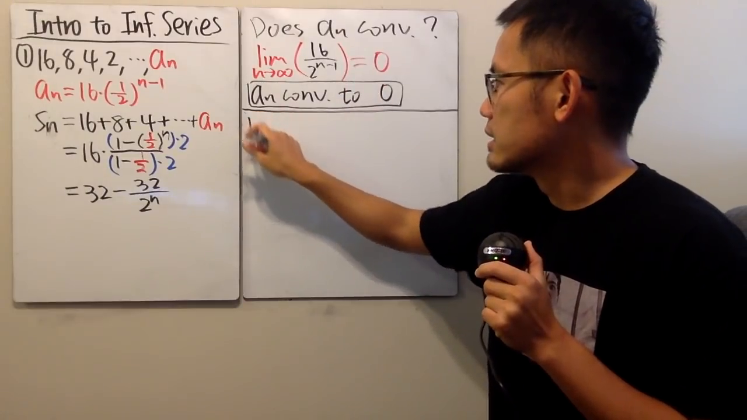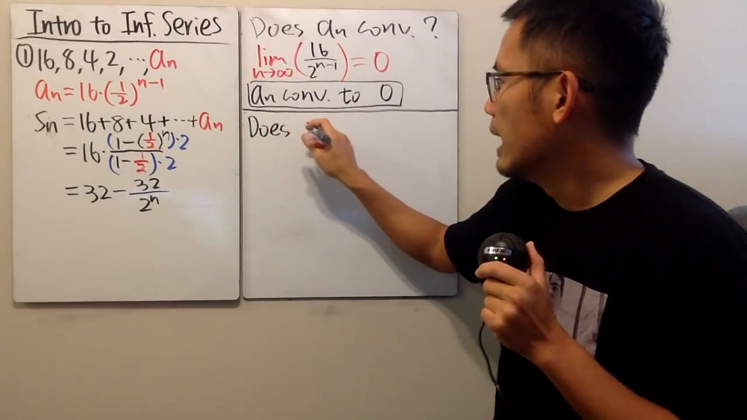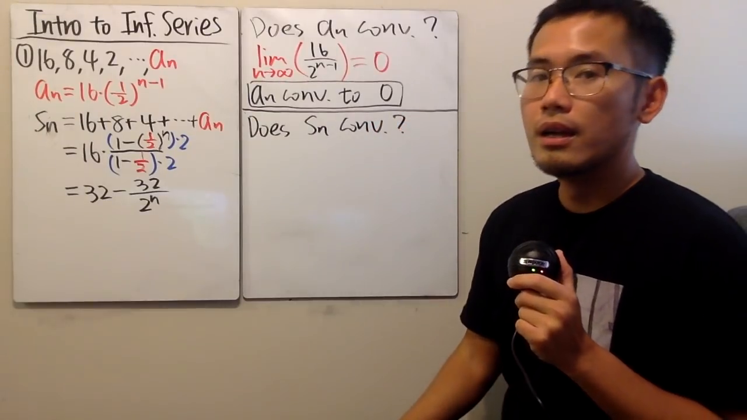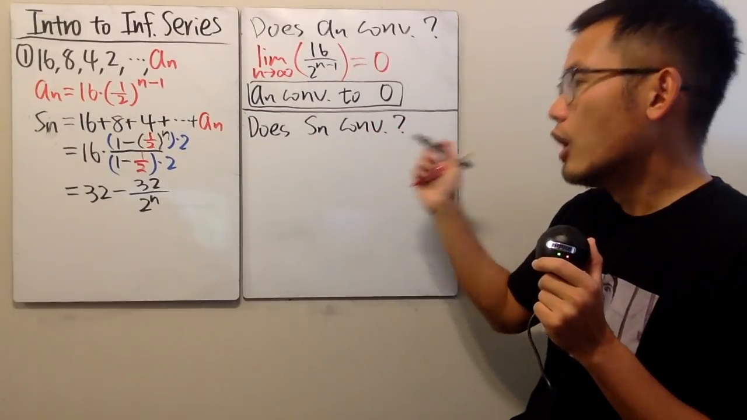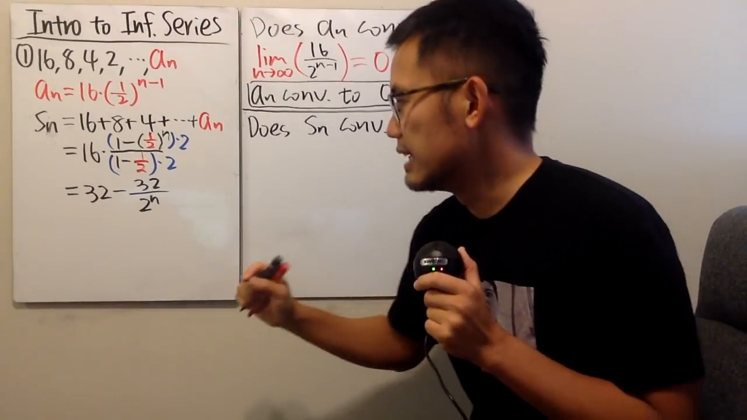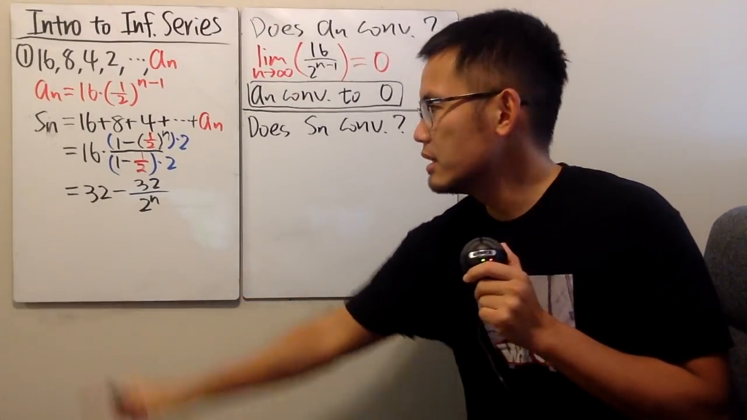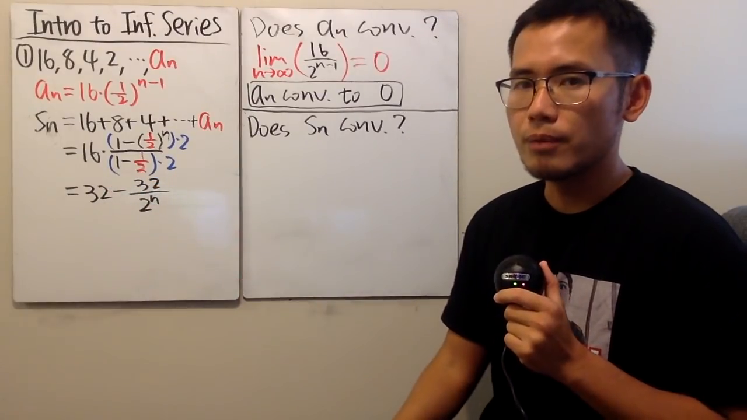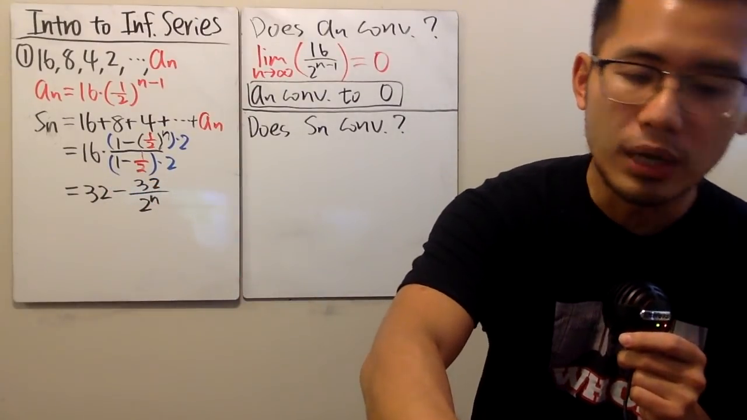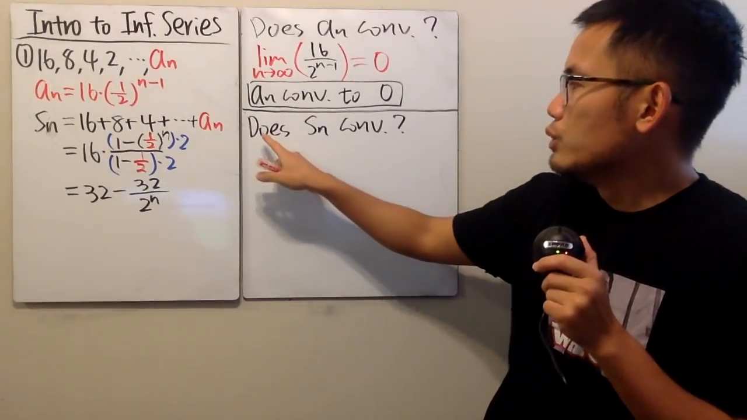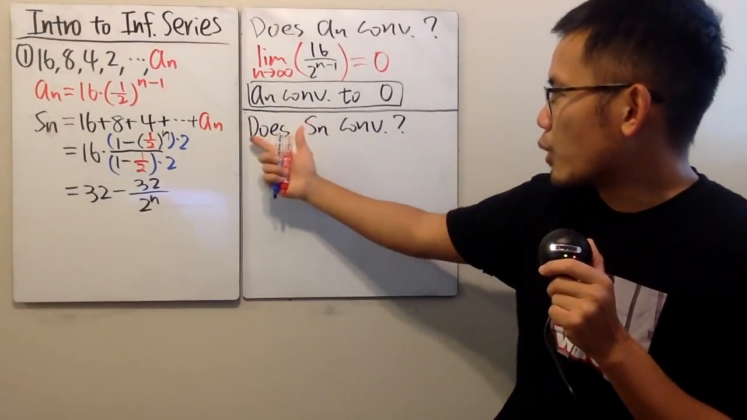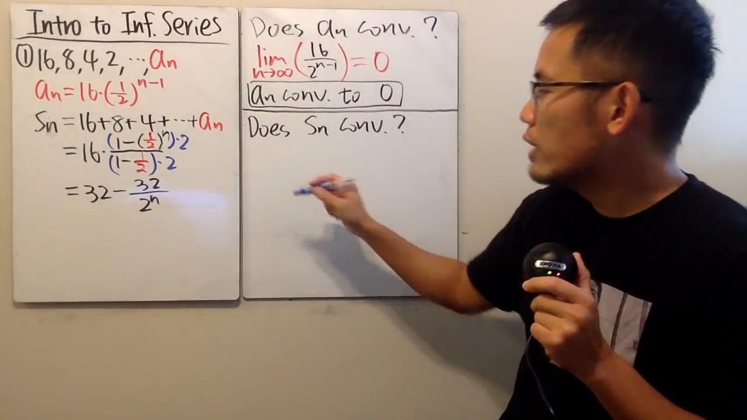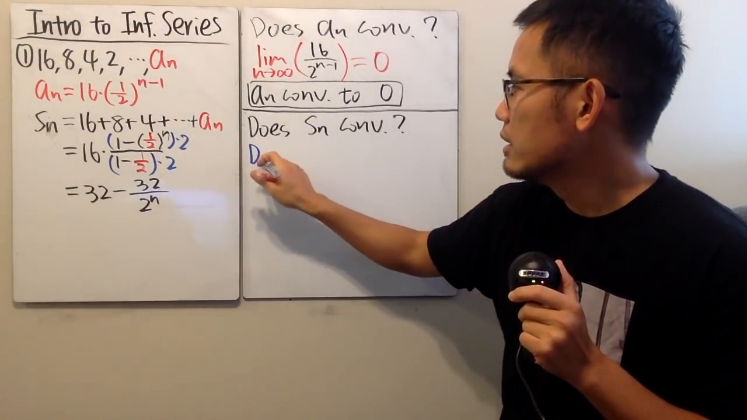Let me write this down first. Does Sn converge? And if this is the question, all we have to do is to take the limit as n goes to infinity, and then just put down this formula and compute it. That's all. However, I do have to tell you guys that you actually don't see the question being asked this way often. Instead, the question will be asking you like this.